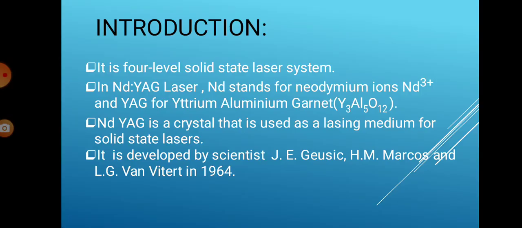It is a 4-level solid state laser system. In Nd:YAG, Nd stands for neodymium ions and YAG stands for yttrium aluminum garnet. Nd:YAG is a crystal that is used as a lasing medium for solid state laser. It was developed by scientists J.E. Geusic, H.M. Marcos and L.G. Van Uitert in 1964.